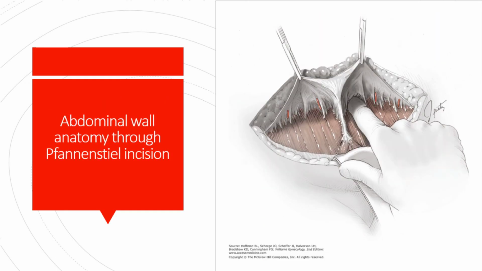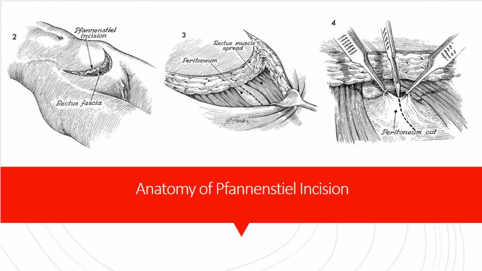The Pfannenstiel incision is a transverse lower abdominal incision commonly used for caesarean sections and other pelvic surgeries. The incision is about 2 finger breadths above the pubic symphysis, extending laterally towards the anterior superior iliac spines. This layer contains the superficial epigastric vessels, which may require ligation if the incision is wide.